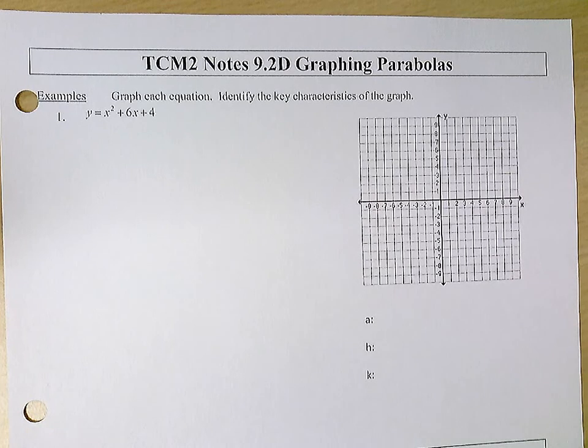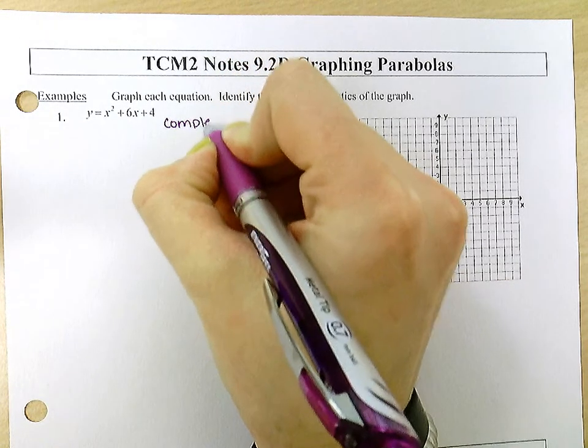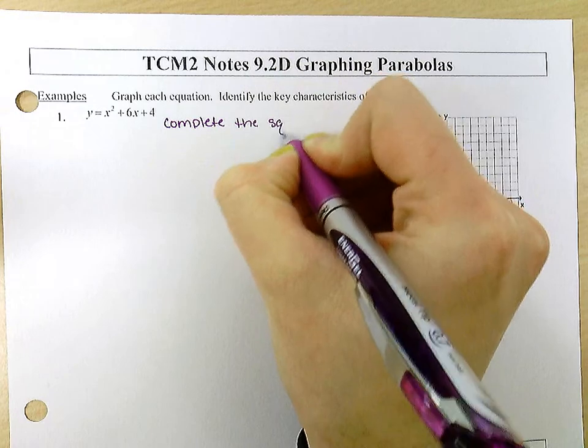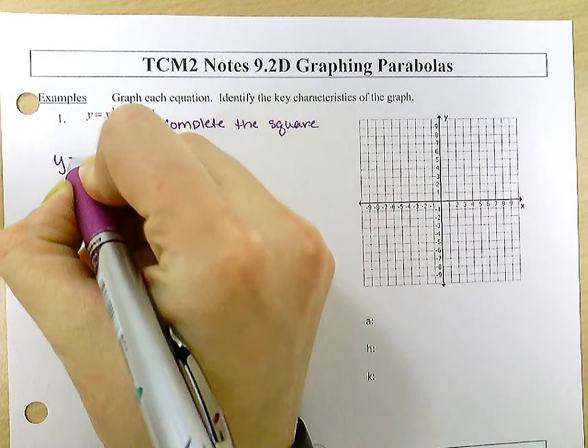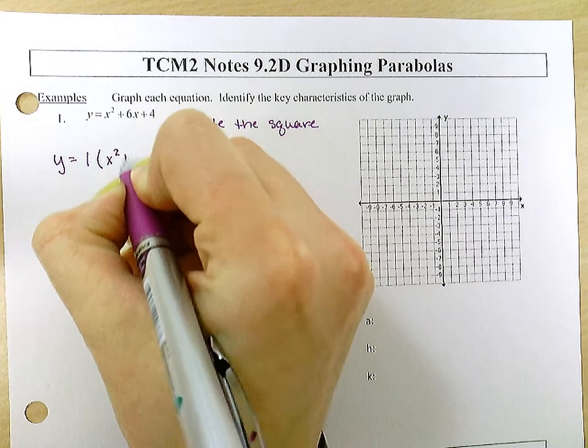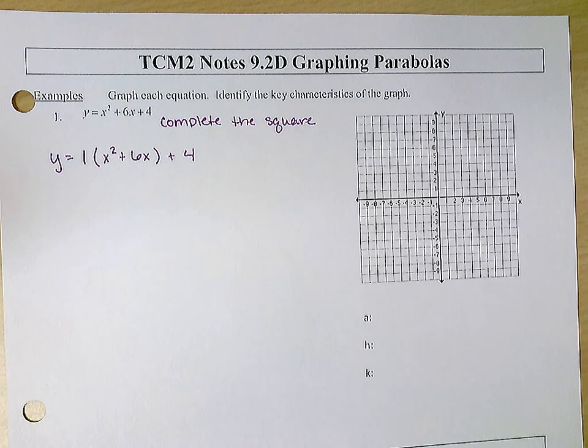Okay, so for the first one, I have y equals x squared plus 6x plus 4. I want to put that in standard form, meaning I need to complete the square. So you need to complete the square first. That means looking at your first two terms and factoring something out from both. Well, with this one, your a value is just 1. So you're technically just factoring out the 1 here. Right? So I have that quantity of those two terms.